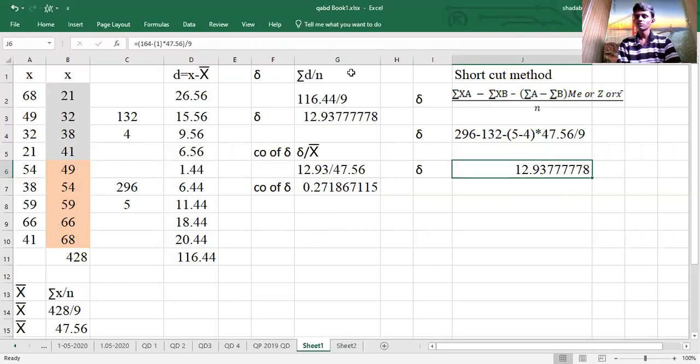Next class we will move forward and discuss discrete and continuous series problems. Till then, Khuda Hafiz.